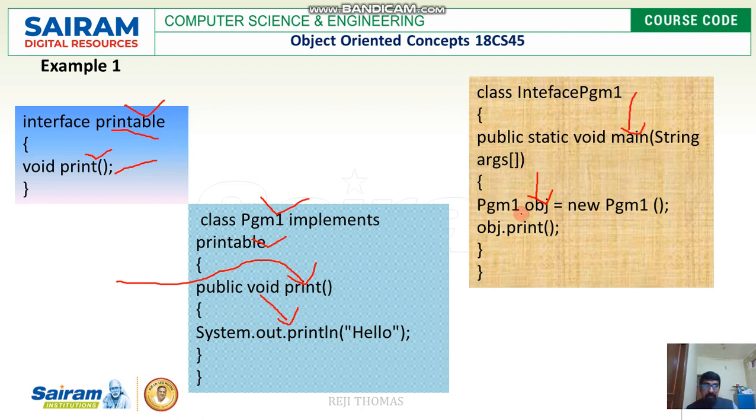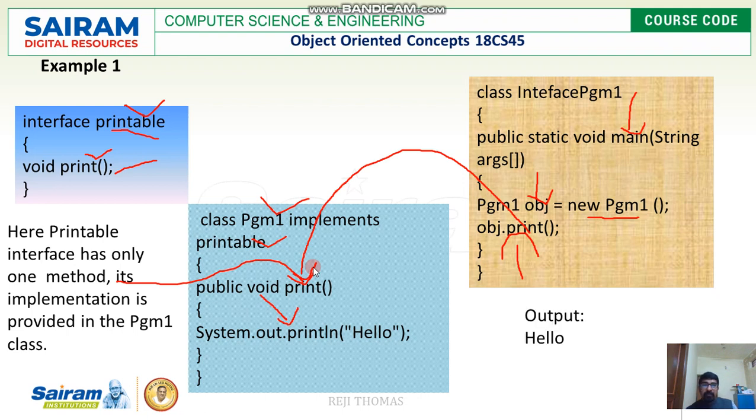We are creating an object of the class called pgm1, new pgm1, and using this we are going to invoke the method called print. The print method is implemented in the class called pgm1, and this is used to print the message. So when I run this program, I'll be getting the output as hello. Here the printable interface has only one method. Its implementation is provided by a class called pgm1.